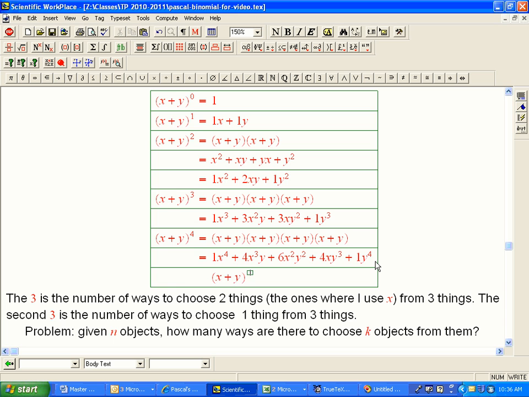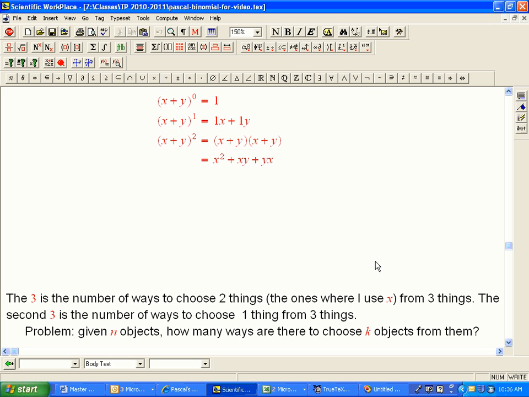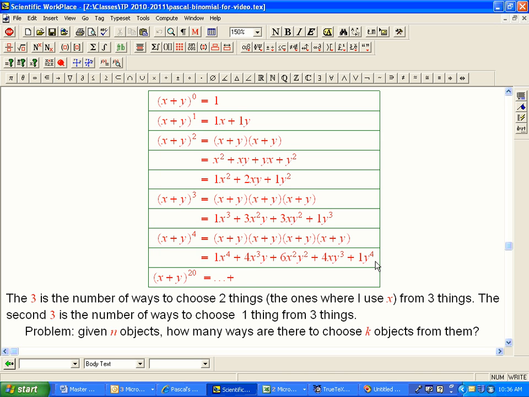But we want a more systematic way to do that so that we could predict, for example, without knowing the 20th row of Pascal's triangle, what would, for example, the x to the 11th, y to the 9th term, what would the coefficient be in front of that? It should be the number of ways to pick 11 things from 20, or choose 11 things from 20, or equivalently choose 9 things from 20. And we'd like to figure out exactly what that number is. And we will be able to do that very, very soon.